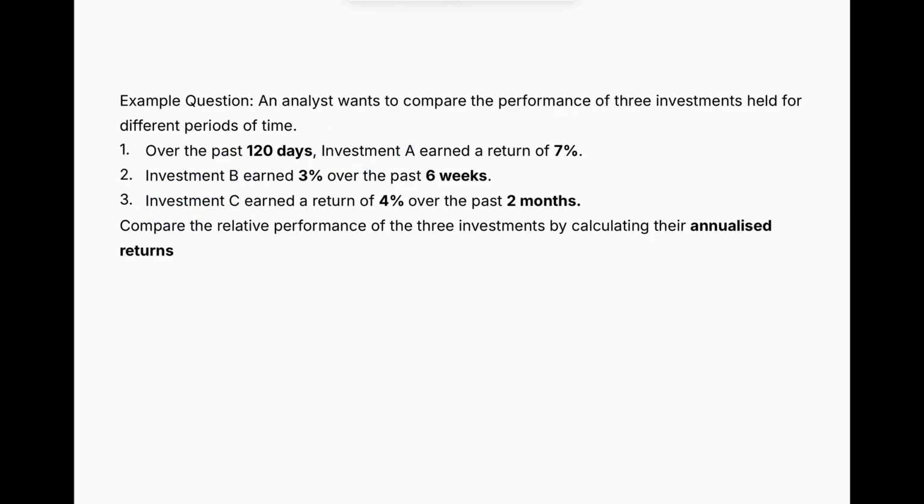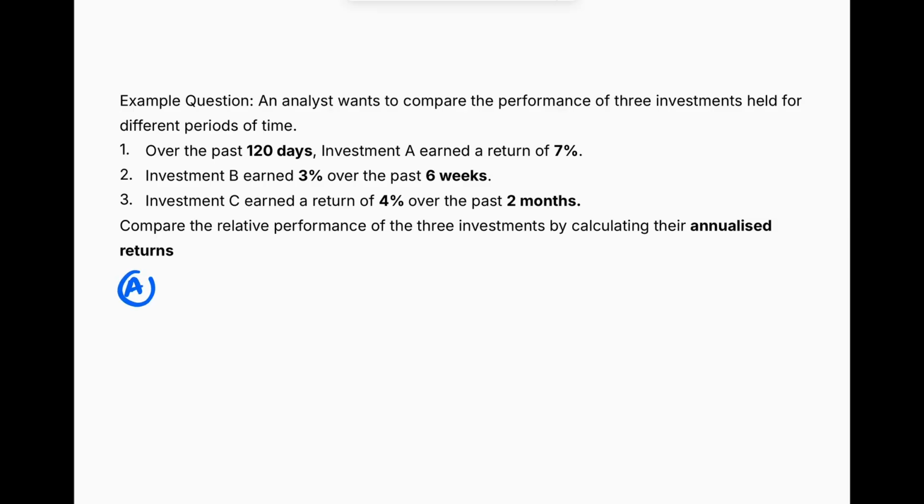As you can see, investment A is getting a return of 7%, but you are getting it in 120 days. Investment B, in 6 weeks, is giving a 3% return. Investment C is getting a 4% return in 2 months. So how do I calculate it? We just need to annualize it, as I have told you before.